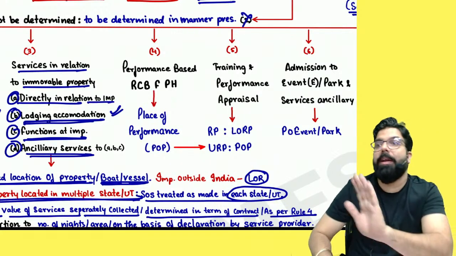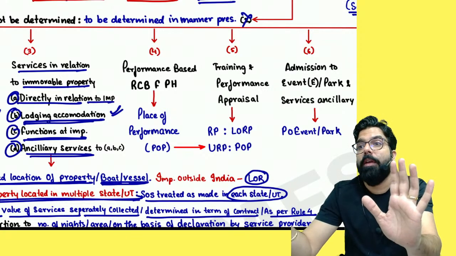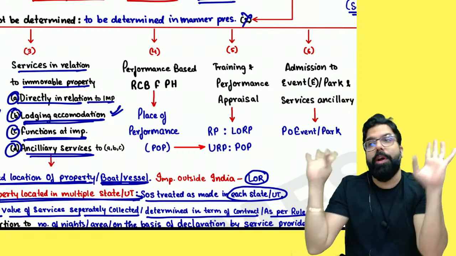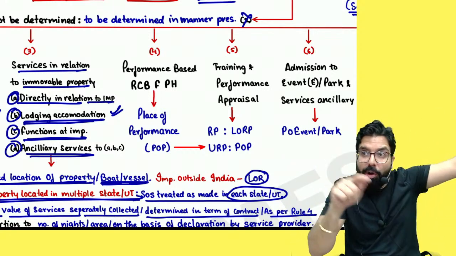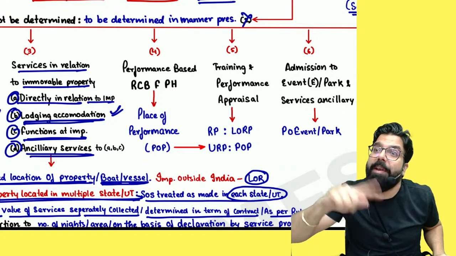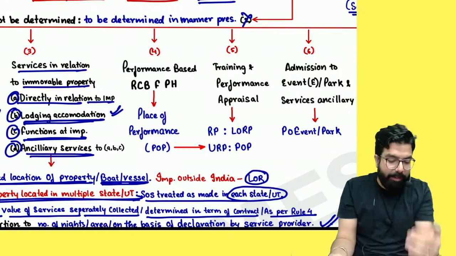Are we clear? Tell me one thing. Services in relation to immovable property, what is the place of supply? Where the immovable property is located. If immovable property is outside India, location of recipient. If immovable property is a boat, location of the boat. Over, everyone. More than this, please read.